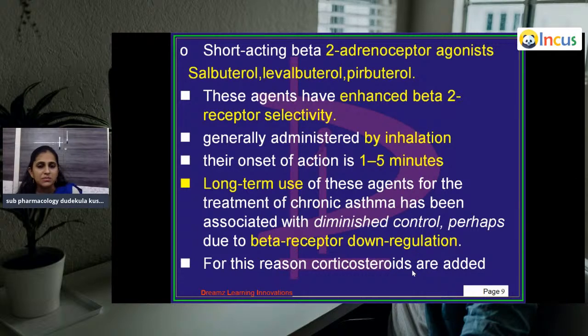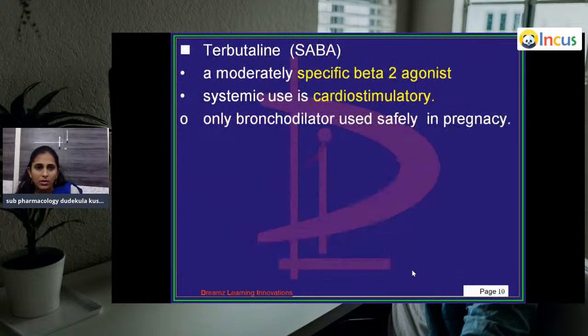Long-term use of this in chronic asthma may diminish the control, which is called beta receptor down regulation, or tachyphylaxis. I'll tell you about it in the next slide. Because of long-term use, the effect is reduced, so to avoid this, we have to use it along with steroids to obtain the required effect.